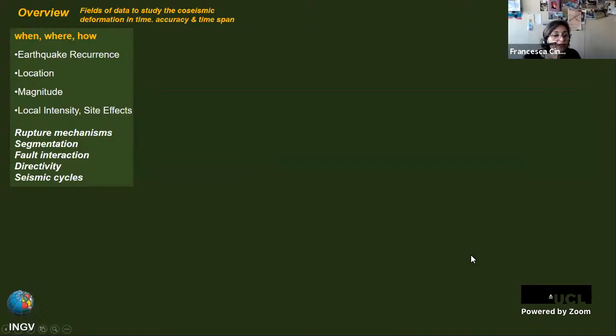So there are several fields of data that we can use to study the deformation in time. First, let's say seismological data, which are very accurate. We know that seismological data have a detection threshold of really low magnitude, lower than 1, and also very precise location of the hypocenters, but these records are too short if compared to the life of a fault.